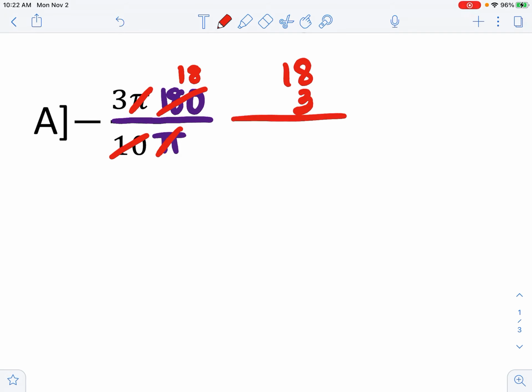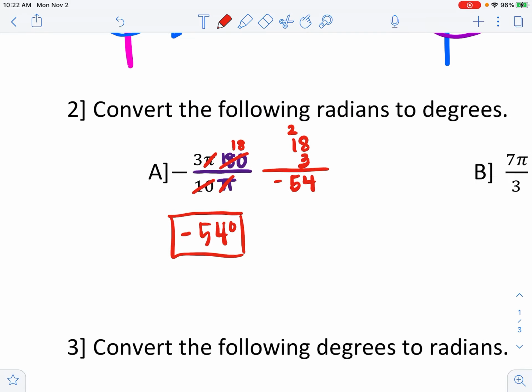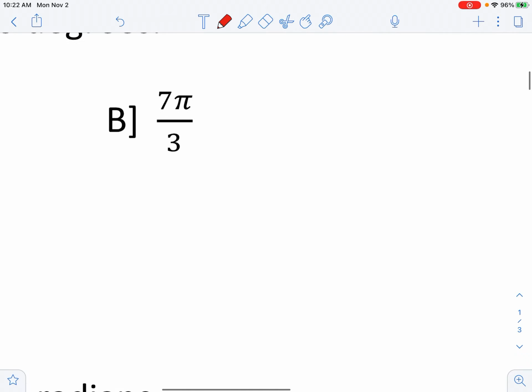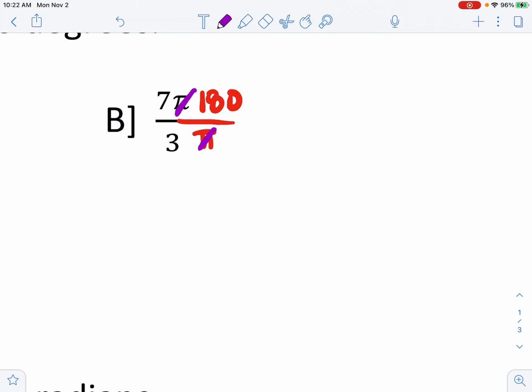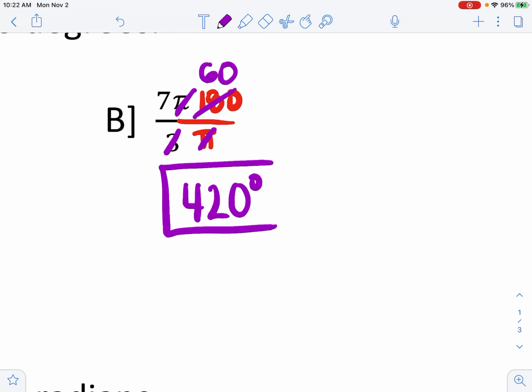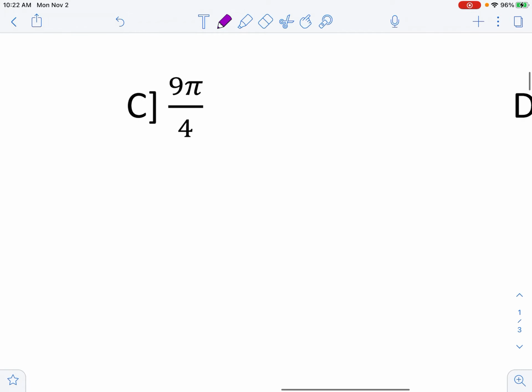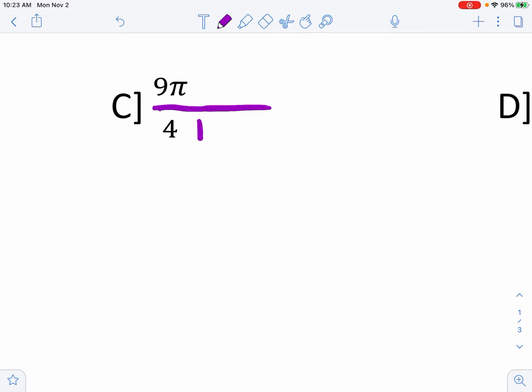Now I can just do negative 3 times 18. Or 3 times negative 18. So I'll multiply those. 8 times 3 is 24. Carry the 2. That's 54. And it's negative, remember. So my answer is negative 54 degrees. All right, B, same idea. I need to get pi out of my answer, so I'm going to divide by pi. It means I'm multiplying by 180. Pi's cancel. 3 goes into itself once. 3 goes into 180, 60 times. 7 times 6 is 42, and then I have to multiply that by 10 because it's 60, so 420 degrees.